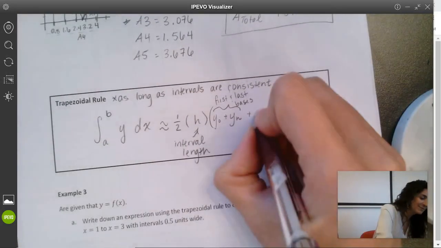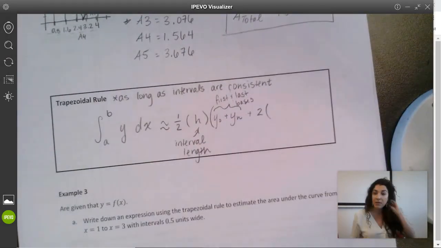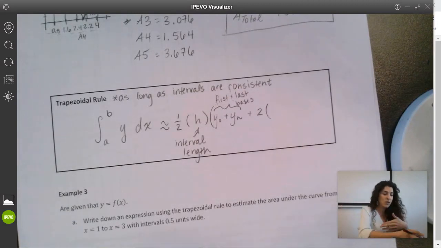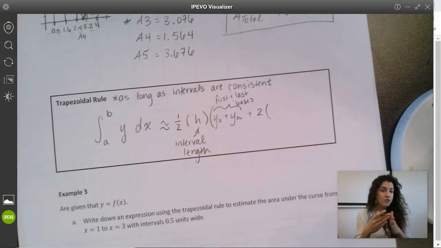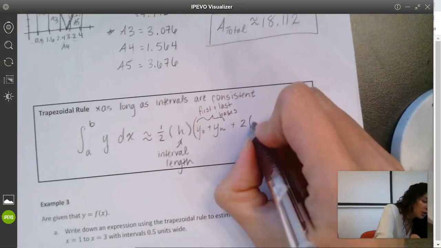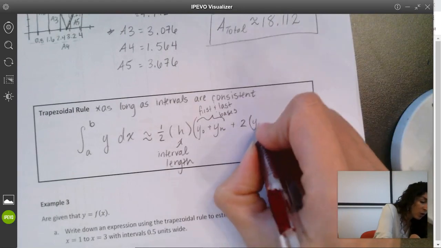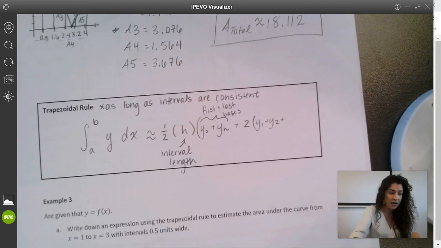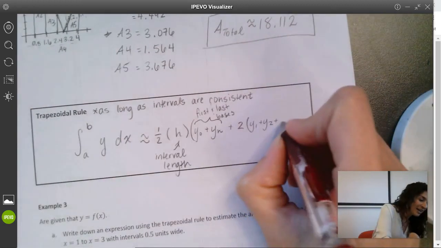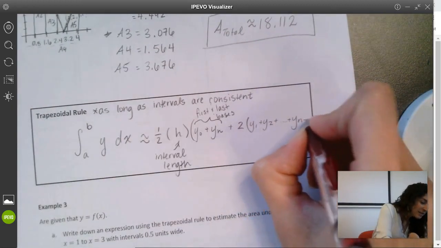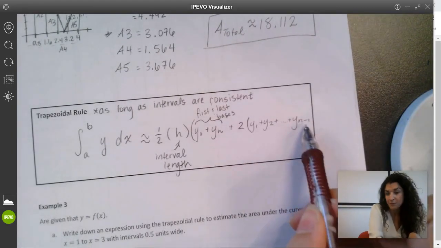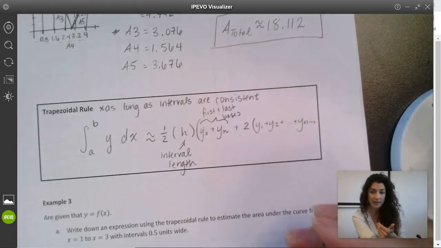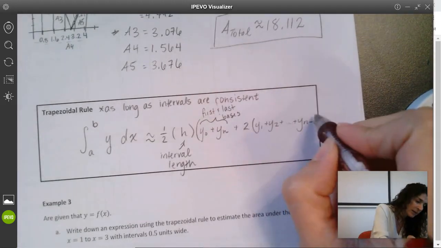I hesitate to say that. Plus, and then everything else in between, all of your bases in between get added twice, right? So then it's plus 2 times the addition of all of your other bases in the middle. So after y sub 0 would be y sub 1, and then y sub 2, y sub 3, y sub 4, y sub 5, all the way till you get to not the last base, but the base before the last base, right? So n would be your final base, n minus 1 would just be the base one less than that, the one before your final base.